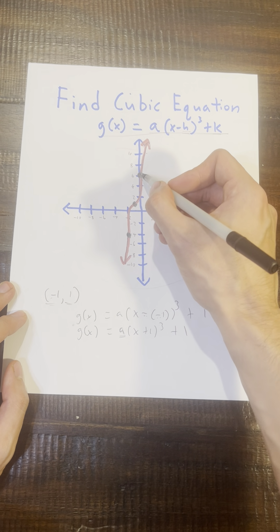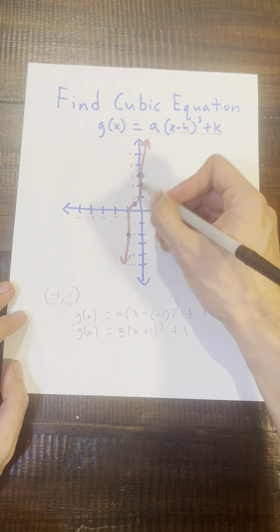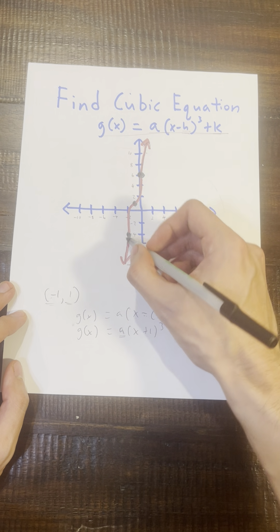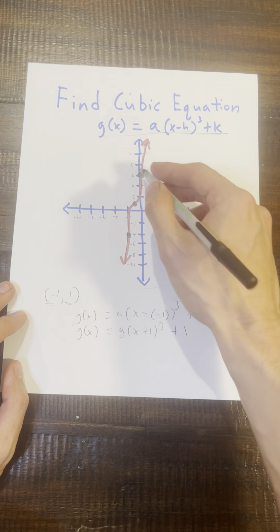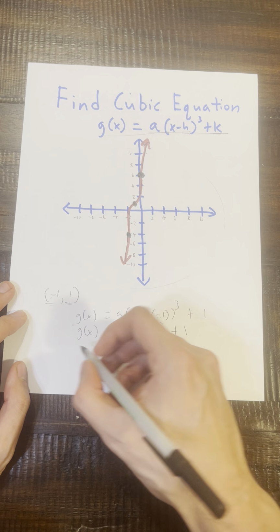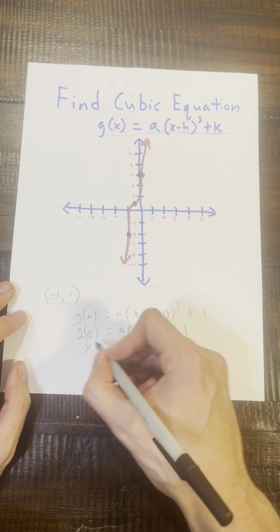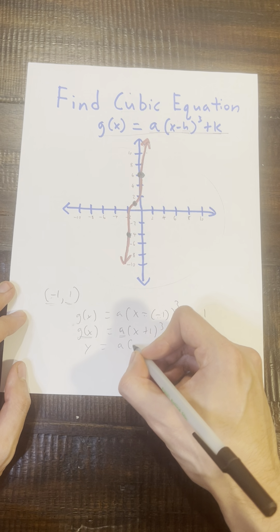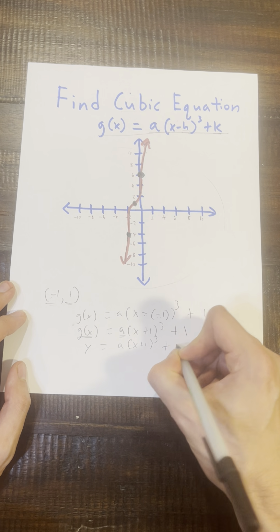And to do that, we can just pick another point. Either one will work, but I like this point better because with this one, you'd have to work with negatives. So let's use this point. So this is the same thing as y. So I'm going to change y to that. Y equals a times x plus 1 cubed plus 1.